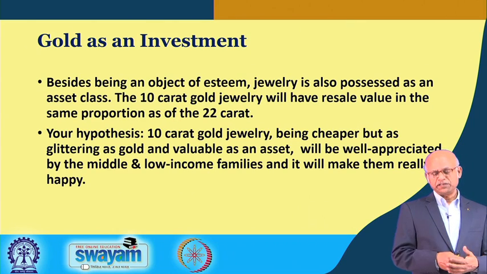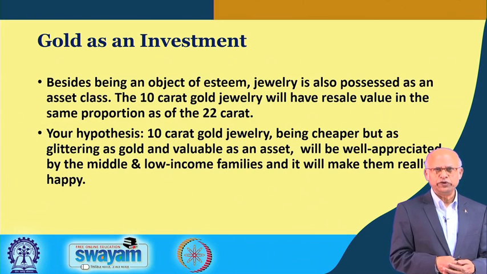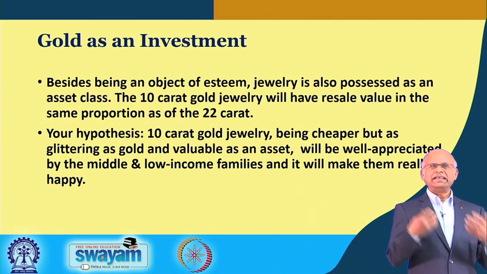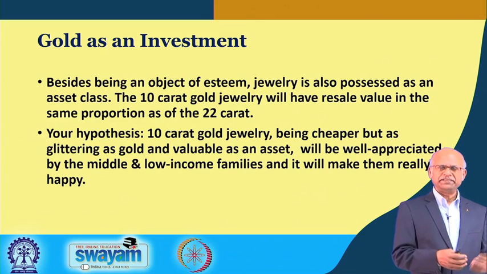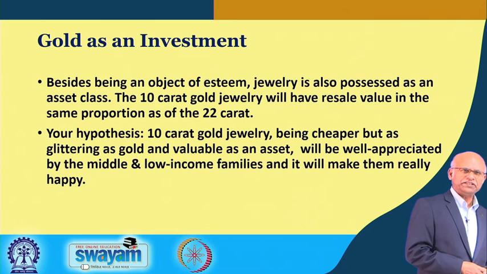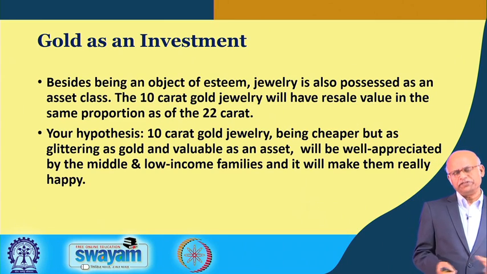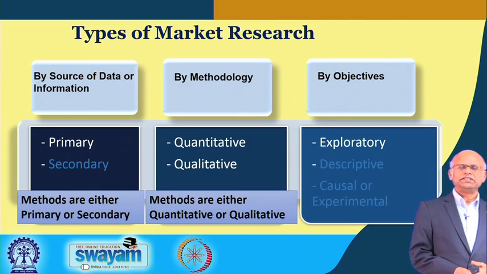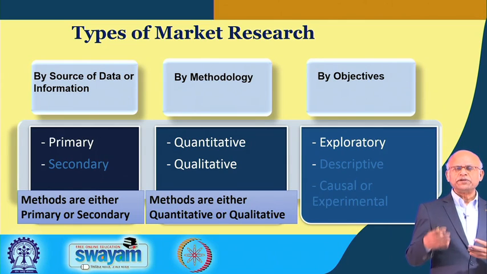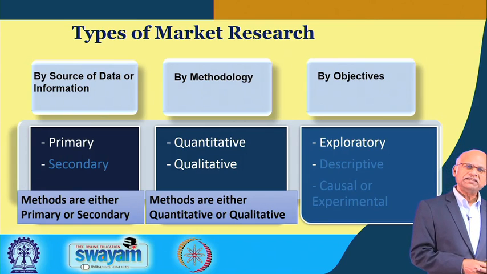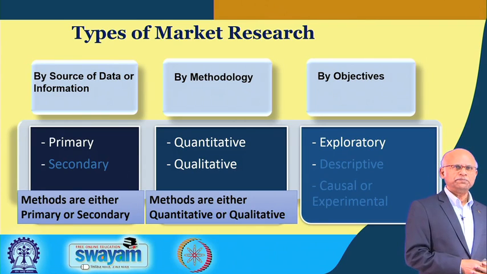Your hypothesis now is that 10 karat gold jewelry, being cheaper but as glittering as gold and as valuable as an asset class as any other asset, will be well appreciated by middle and lower income families, and it will make them really happy. That is your hypothesis. So, through market research and validated learning, you want to test your hypothesis and then move forward and start the business.